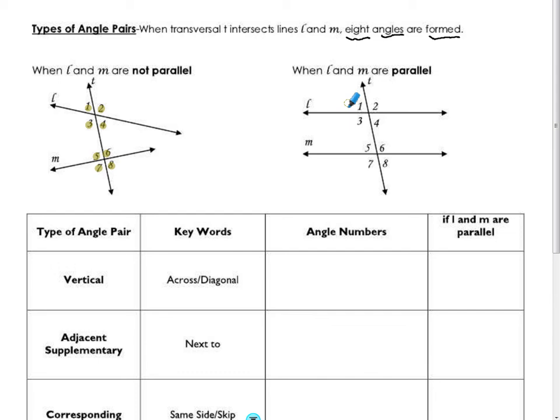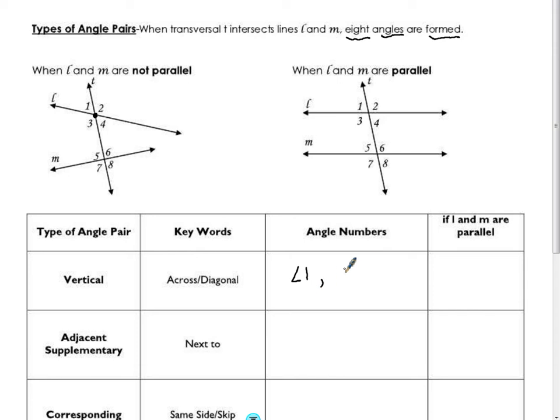Okay? So, first, let's go ahead and define some things we've already talked about in previous classes. First thing is vertical angles. Vertical angles, keywords to help remember, are that they're diagonal or across from each other. They have to fall in the same intersection, right? So if I'm standing here at this intersection, two angles that might be vertical are angle 1 and angle 4, right? Angle 1 and angle 4 are considered vertical angles.